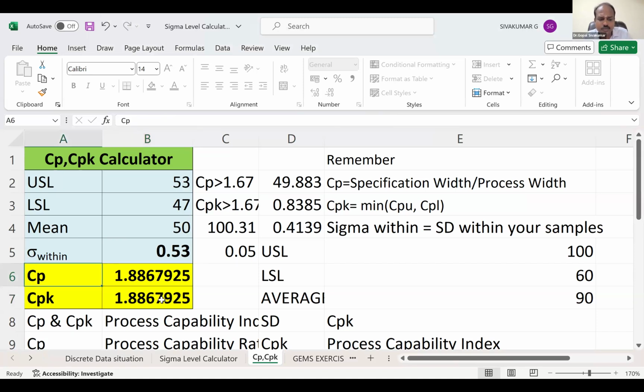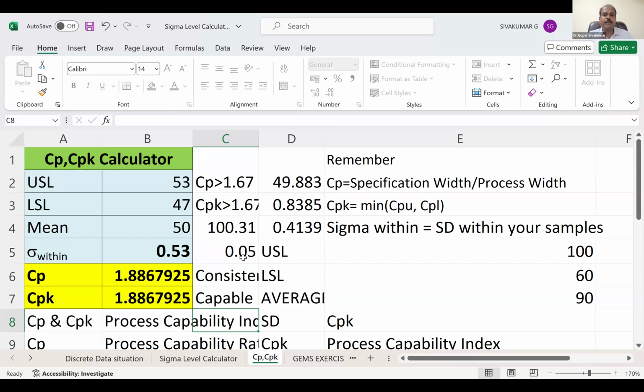Then don't be so fast to conclude the capability. If you look at CP, please decide only about the consistency. If CP is good, the process is consistent. If CPK is good, the process is capable. So please use the word capable or declare the process capable only after getting a sufficient CPK value. If CPK is okay, you can declare the process capable. If CP is okay, you can declare the process consistent.